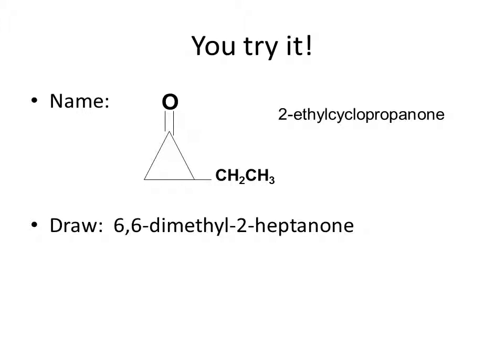To draw 6,6-dimethyl-2-heptanone, I first put down 7 carbons, and I put a carbonyl on the number 2 carbon. Then I look and I find out where the number 6 carbon is, and on that 6 carbon I'm going to put 2 methyl groups. And so this is what it would look like: 6,6-dimethyl-2-heptanone. You might have drawn it flipped over, remember, but as long as the connectivity is the same, you have it correct.